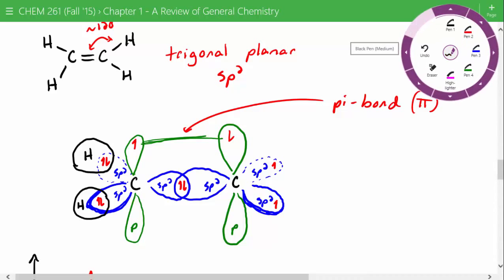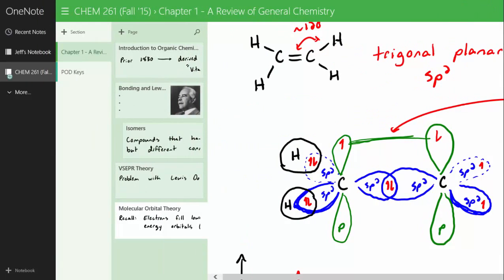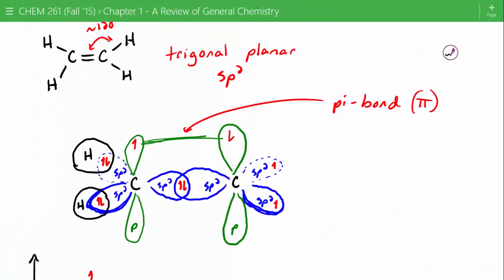And then last but not least, we've got these hydrogens right here and right here. And these form sigma bonds with the sp2 lobes, right?